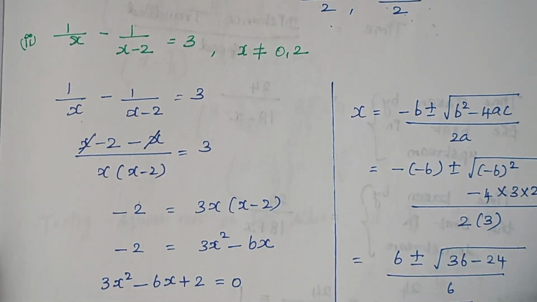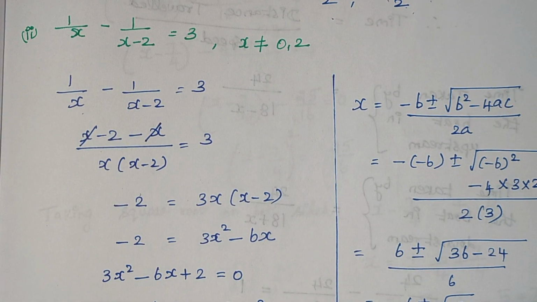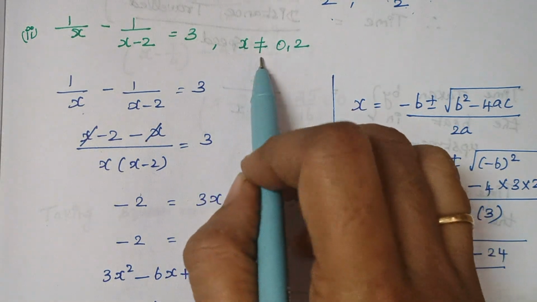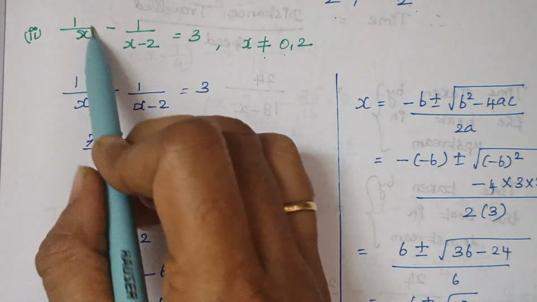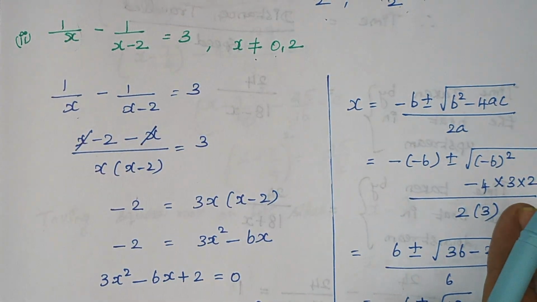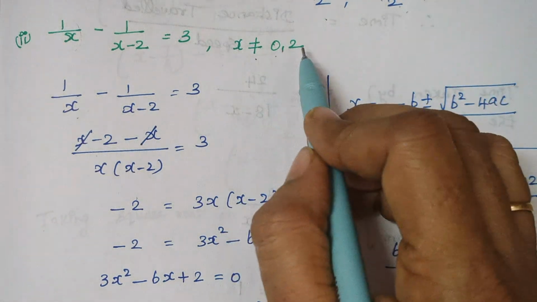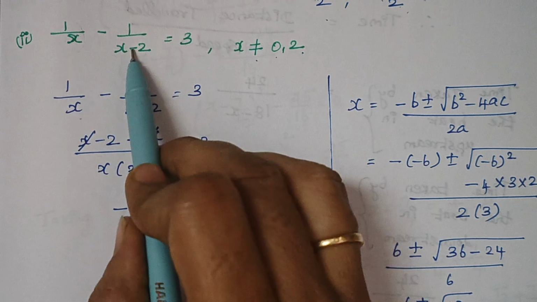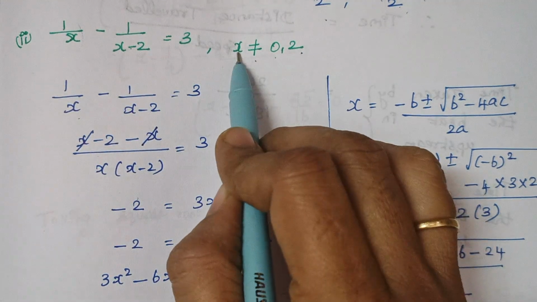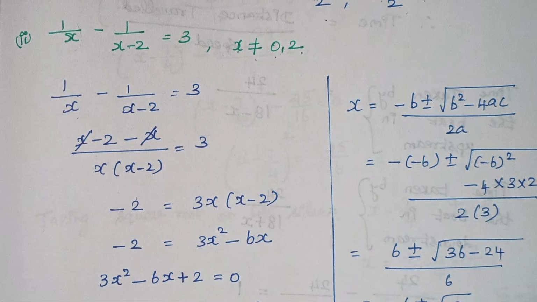So here the question is 1 by x minus 1 by x minus 2 equal to 3. Again you see the value of x should not be equal to 0, because when you substitute the value of x as 0, this term becomes undefined. Therefore when you substitute the value of x as 2, what happens? 2 minus 2 becomes 0. Then this term becomes undefined. Therefore the value of x should not be equal to 0 and 2.